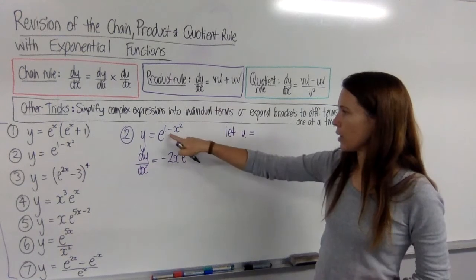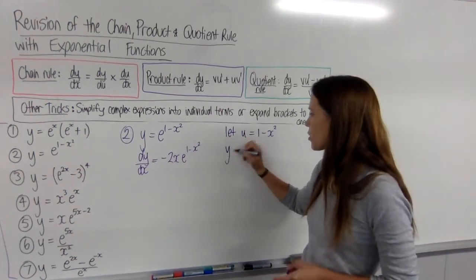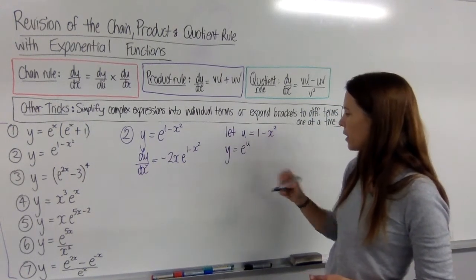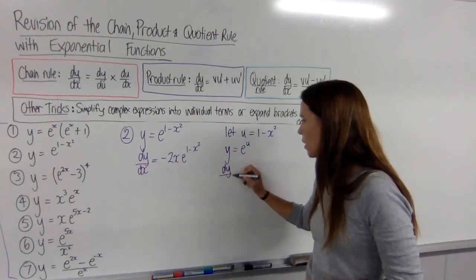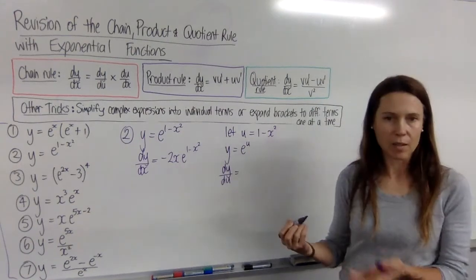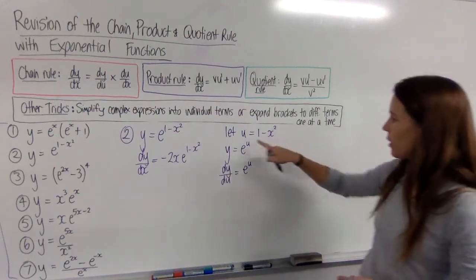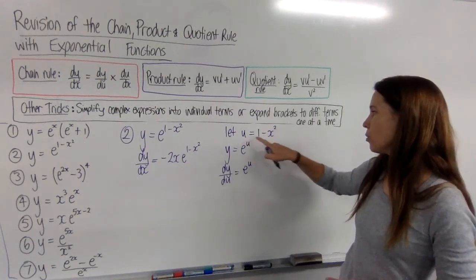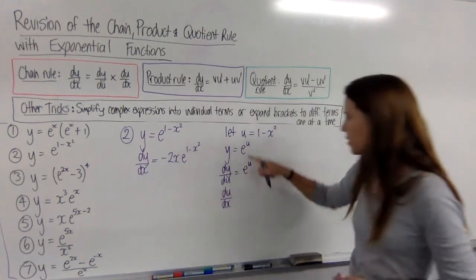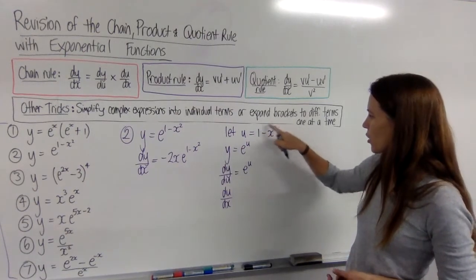Let's let u equal the complicated part, the 1 minus x squared. Now we've changed our question into y is e to the power of u. Now we can very easily differentiate y with respect to u, because differentiating e to the power of something, you just get e to the power of that very same thing. But I also need to differentiate u with respect to x. Differentiating u with respect to x means look at u, find the x parts in it and differentiate them. So that means differentiate this.